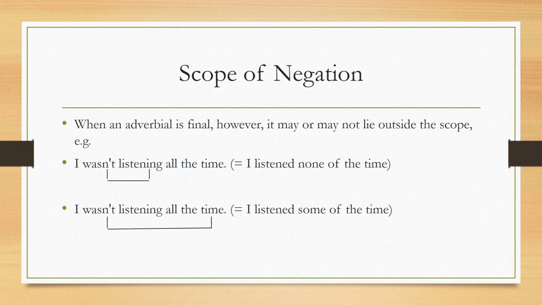When an adverbial is final, you remember we talked in the definition about the final agent, and the agent here means adverbial. So when you have your sentence ending with an adverbial, whether it is a simple adverb, a prepositional phrase, a noun or a clause, it may or may not lie outside the scope. It is either within the scope or outside it.